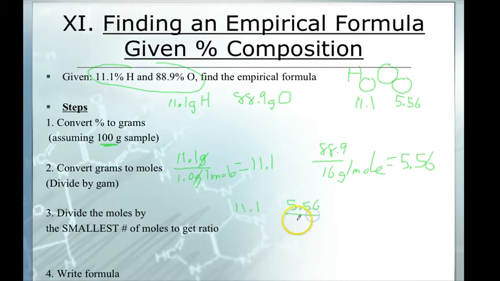I'm going to divide this by itself, 5.56. Obviously, that's going to give me 1. I'm going to do this same thing here, 5.56. That's going to give me 2. So what that's saying is that my subscripts are 2 for the H and 1 for the oxygen. So my formula is H2O. There is a way of checking to make sure this is correct. If you did the percentage composition of this like we did in the previous lesson, these are the numbers that you would get. And that's how you do it.